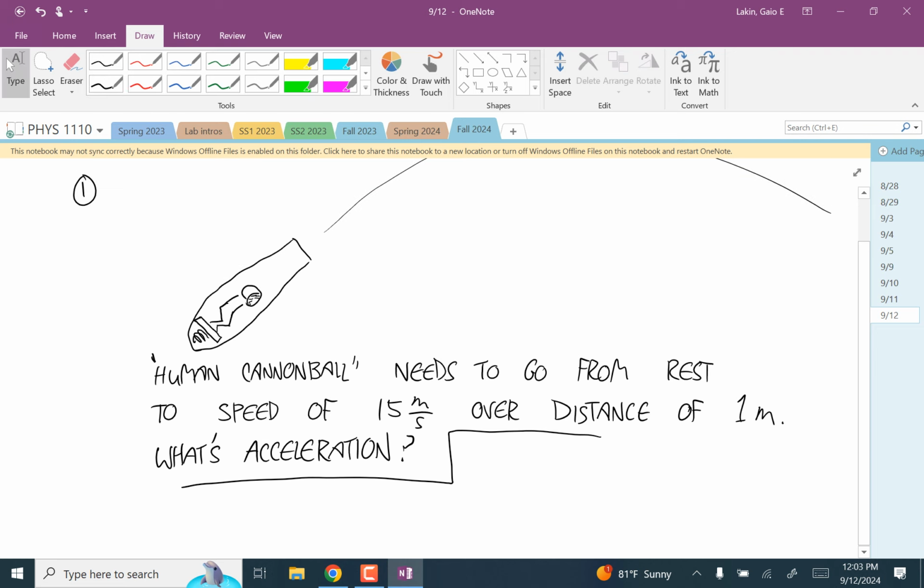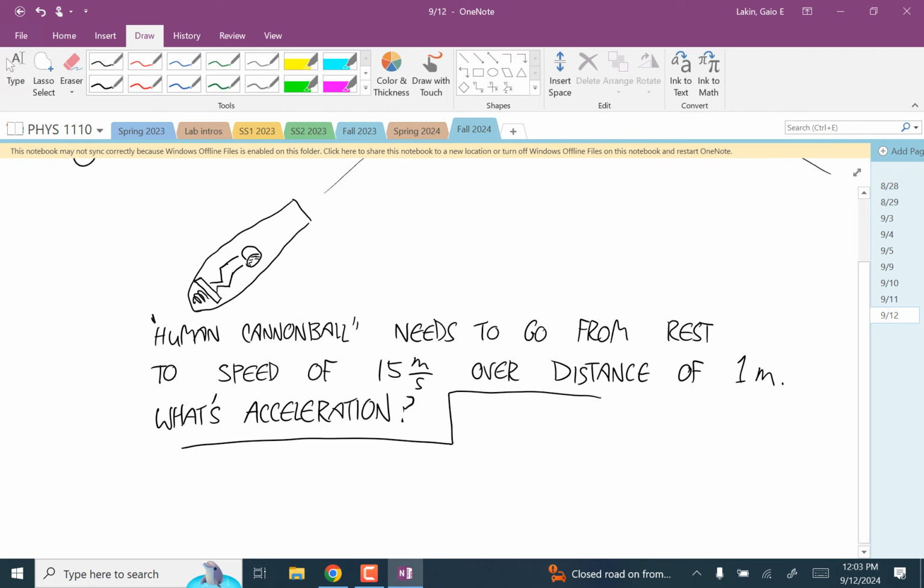So the path that we're talking about is kind of like the path inside this cannon-shaped thing. When the spring or whatever's launching them is compressed, they're going to be at rest, and then it's going to uncoil, or they're going to be launched by some other means, and by the time they've traveled a meter, they need to be going 15 meters per second.